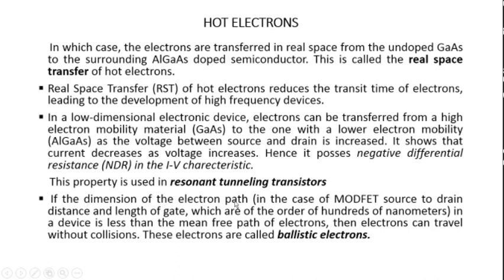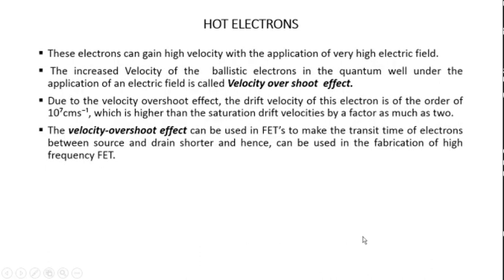Consider the dimensions of the electron path, that is, in the case of a MOSFET, the source to drain length and the length of the gate. Usually this distance is of the order of hundreds of nanometers. If the dimension of the electron path is less than the mean free path of the electrons, then electrons can travel without many collisions. This type of transport is called ballistic transport, and the electrons are called ballistic electrons. The ballistic electrons can attain very high velocity with the application of a very high electric field.